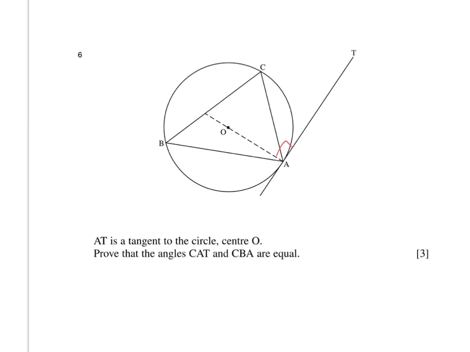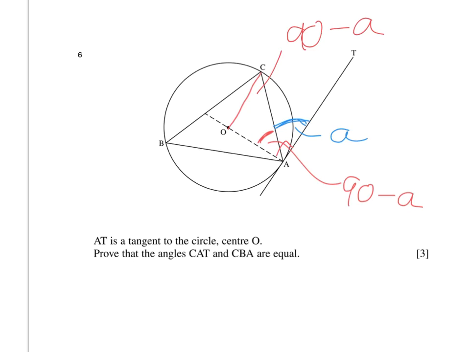If I call the angle CAT angle A, and that's that whole angle between the chord and the tangent, that means that the angle inside the triangle, angle OAC, is 90 minus A. If I create a triangle by extending the centre O to the corner C, that gives me an isosceles triangle because OA and OC are both radius of the circle. So if the angle OAC is 90 degrees minus alpha, then the angle OCA will also be 90 degrees minus A.